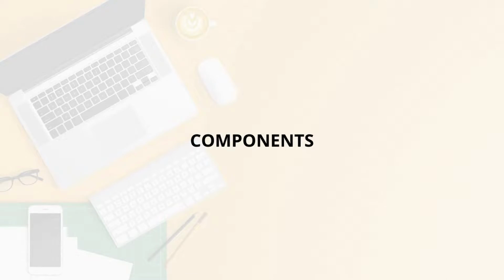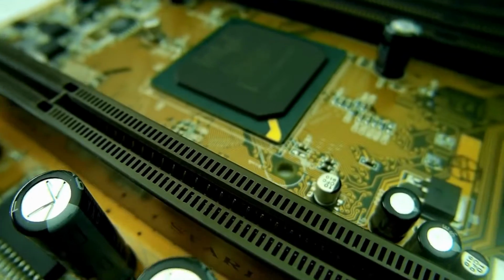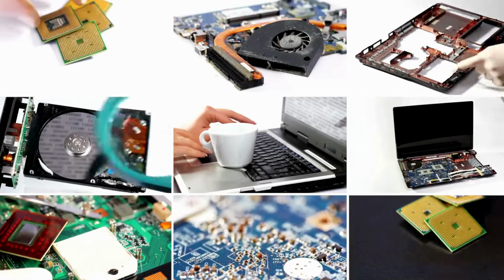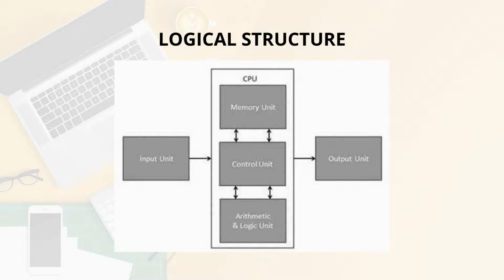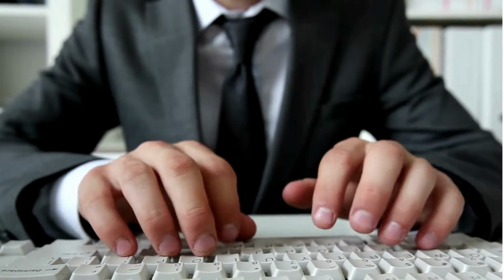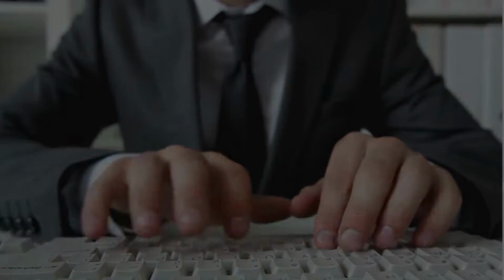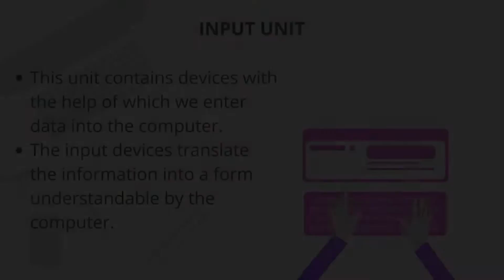Components of a computer. All types of computers follow the same basic logical structure and perform the following 5 basic operations for converting raw input data into information useful to their users. Logical structure of a computer. Input unit. This unit contains devices with the help of which we enter data into the computer. The input devices translate the information into a form understandable by the computer.